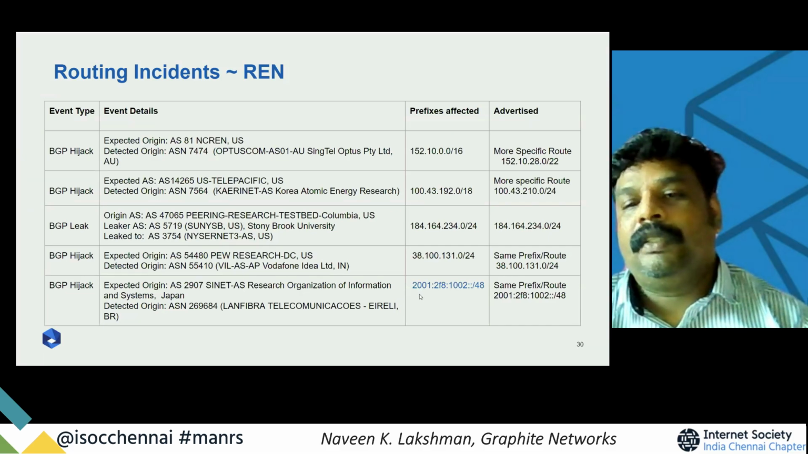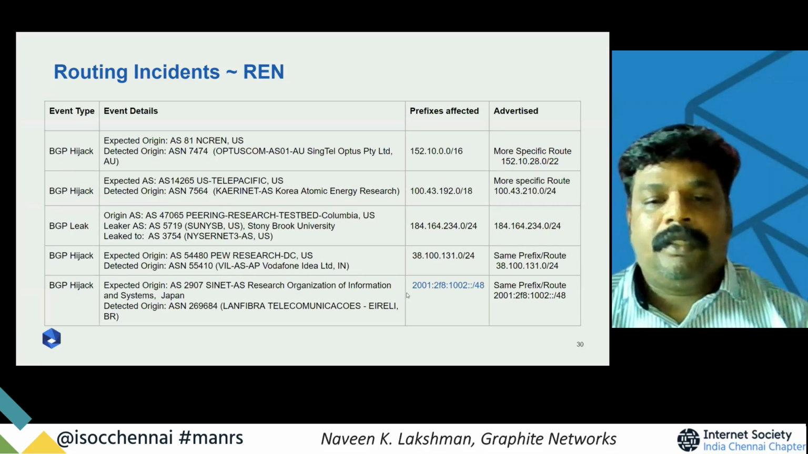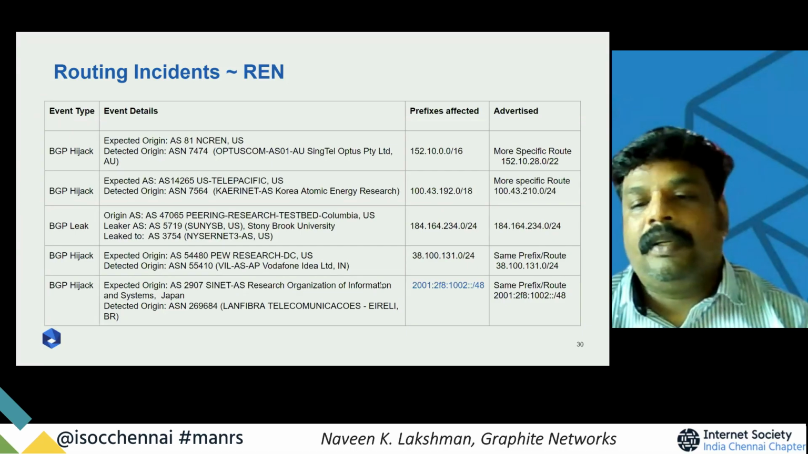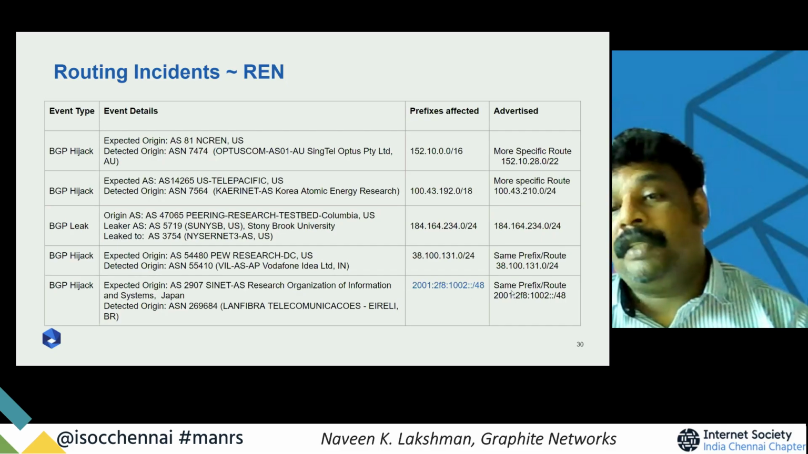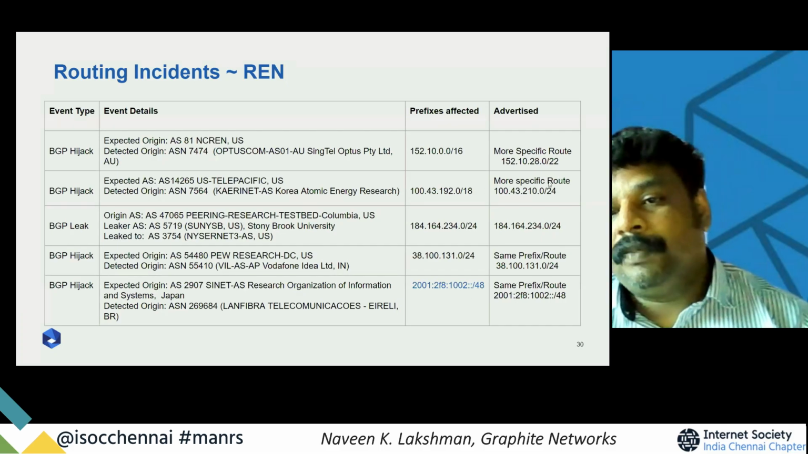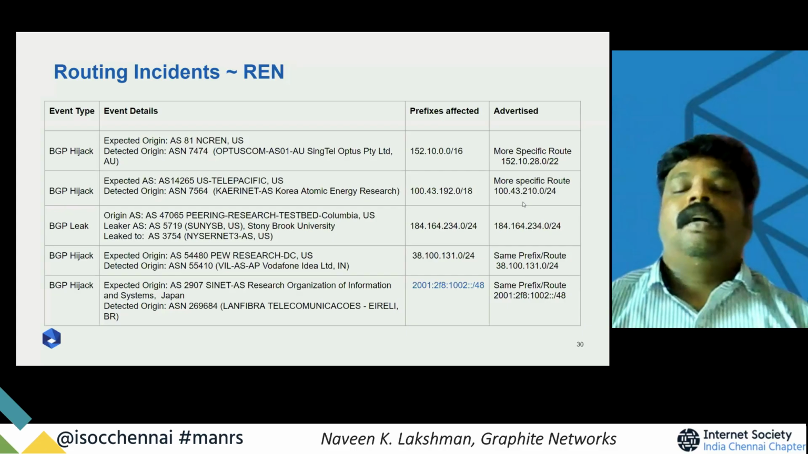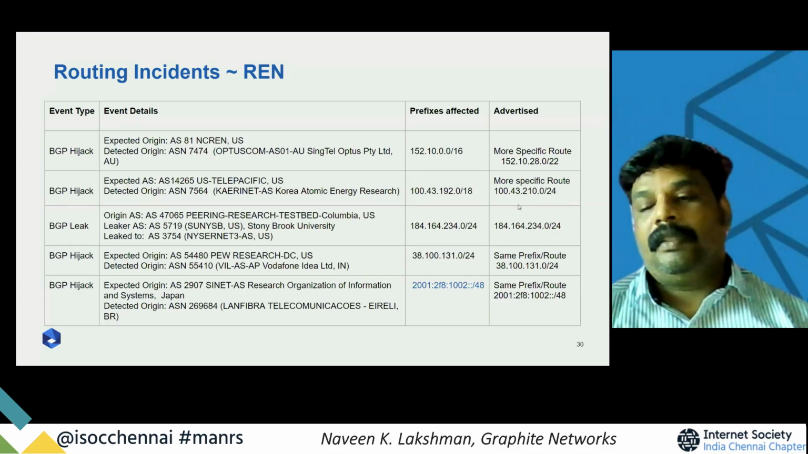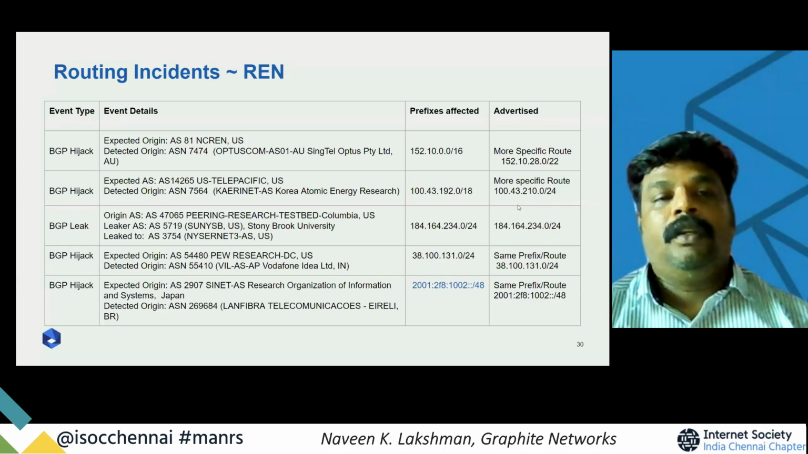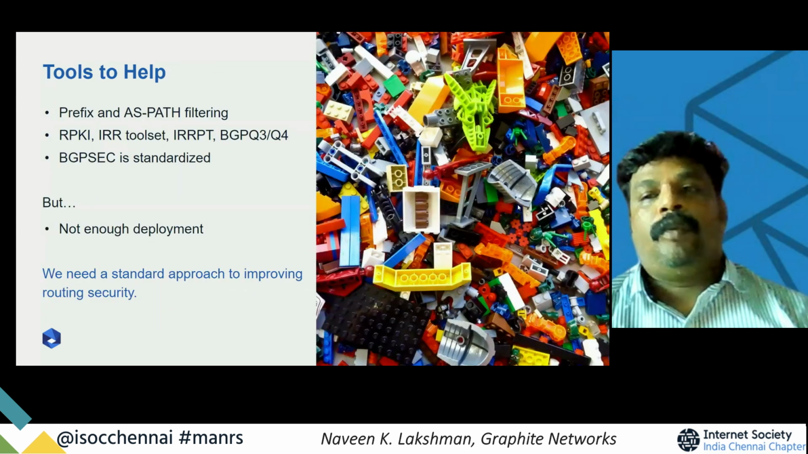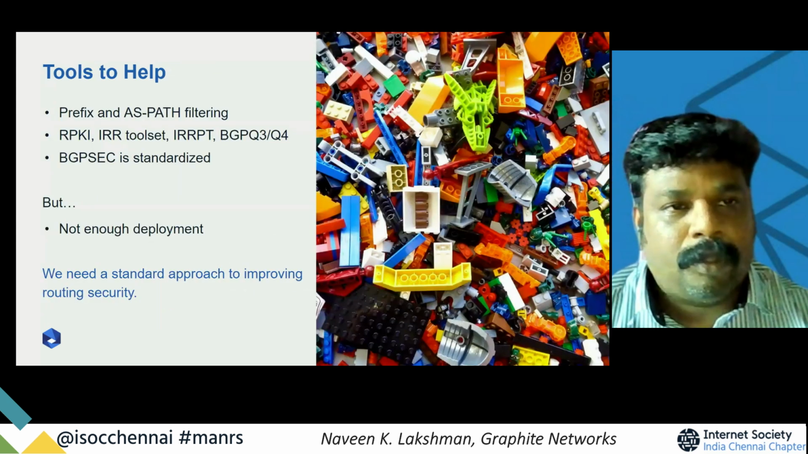You see the prefix 2001:2F8:1002::/48, which is part of Cynet Japan, being announced by some telecom provider in Brazil. So it can be the same prefix, it can be more specifics, or it can be a wrong AS doing the hijacks. So how do you fix it? Or what tools do you have?